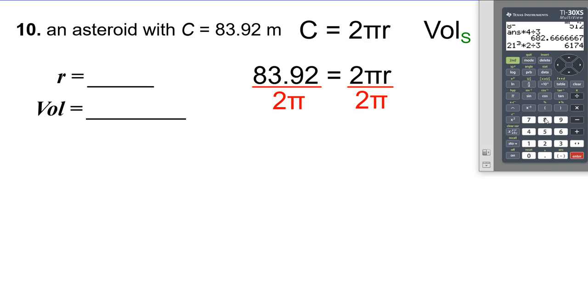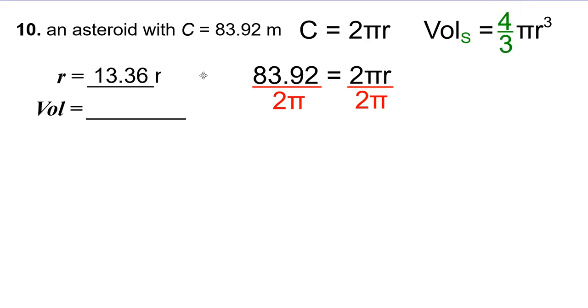I can do the N over D button if I like. That'd be kind of nice. So 83.92, and then I'm going to divide that by 2 pi. Now, if you're doing this without the N over D button, you have to divide it by 2 and then divide it by pi. If you divide by 2 pi, it'll divide by the 2, but then multiply by the pi, so you would get a different answer than what I got. All right, so that's what I'm getting, and that's going to be the approximation for the radius, so 13.36, and that would be meters.